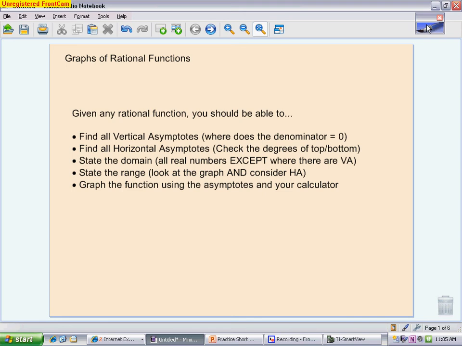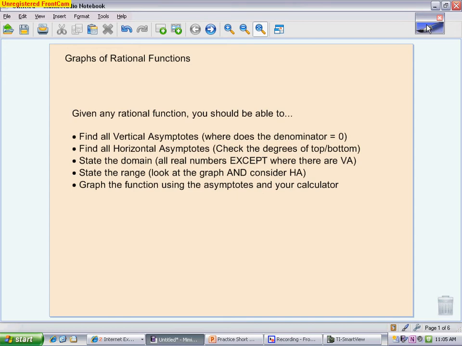We're going to look in this video at how we graph rational functions, which is one of the last topics in the course, looking at functions that are written as fractions and figuring out what the domain is, what the range is, looking at where the asymptotes are and coming up with a picture.